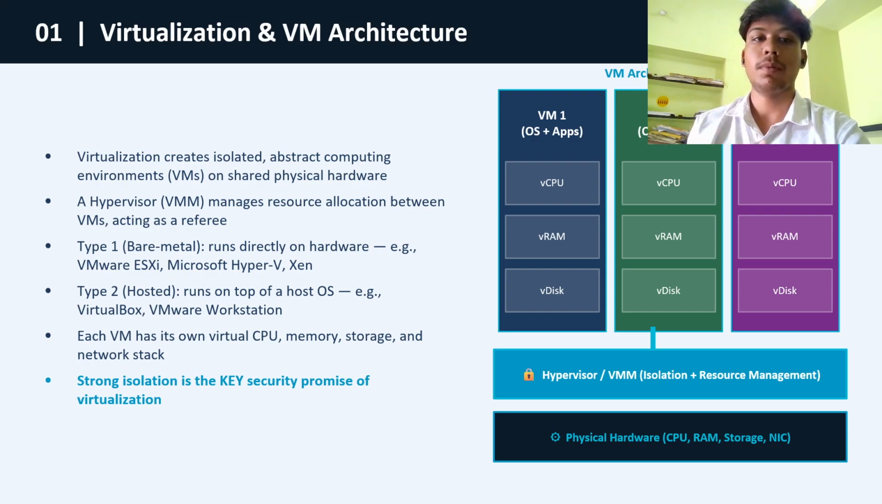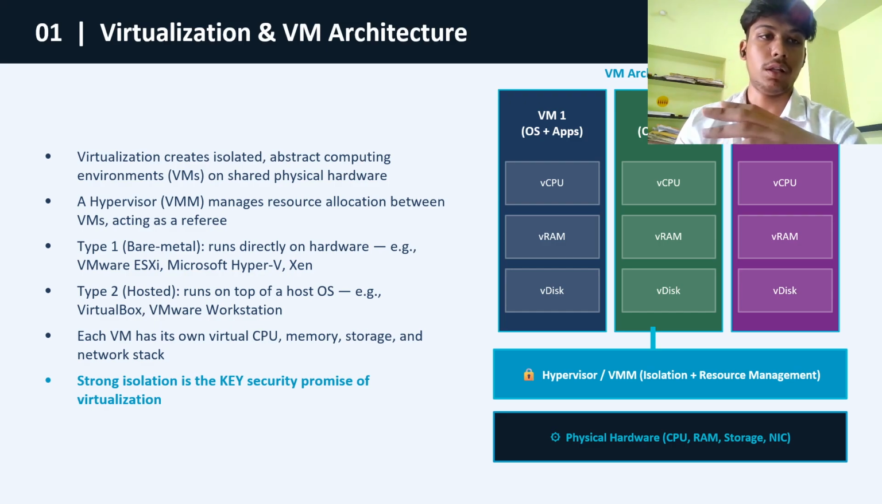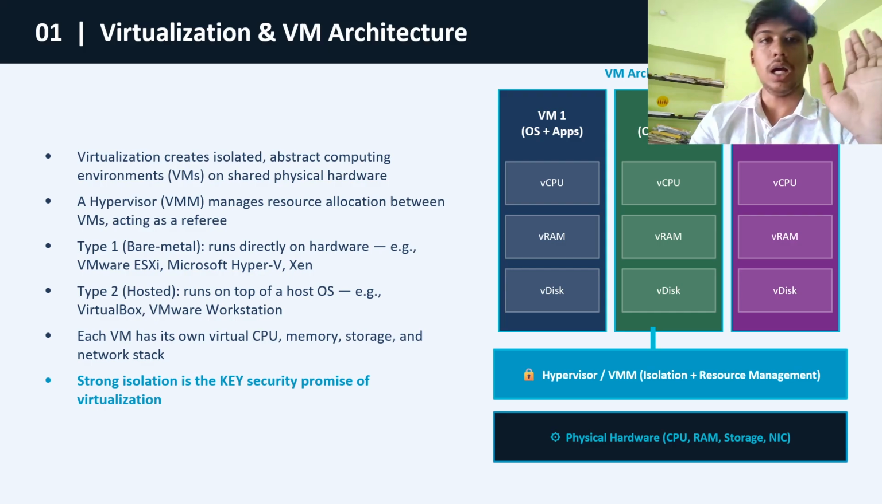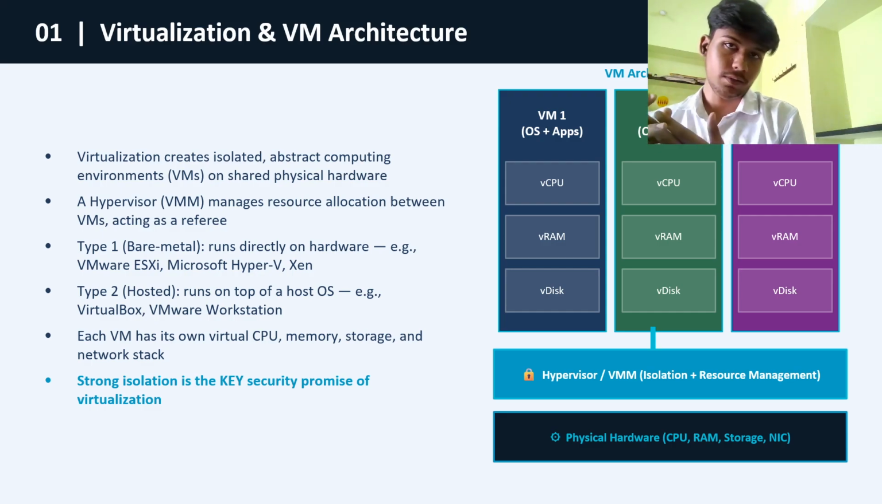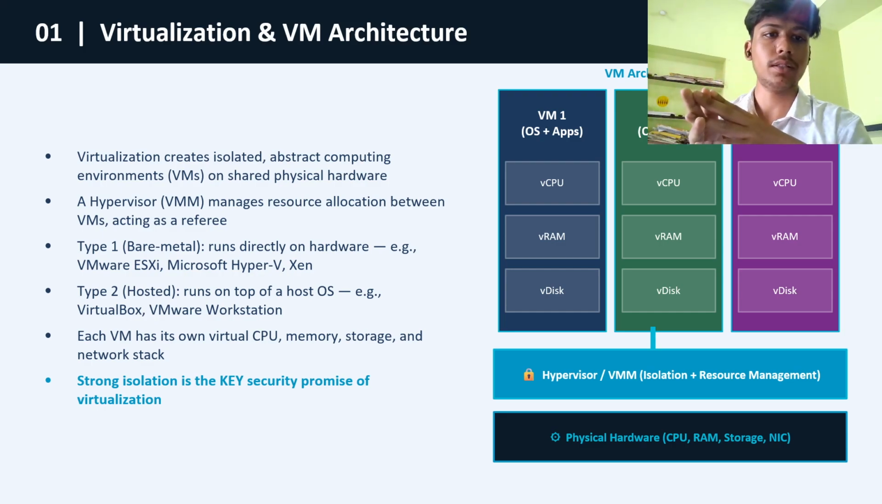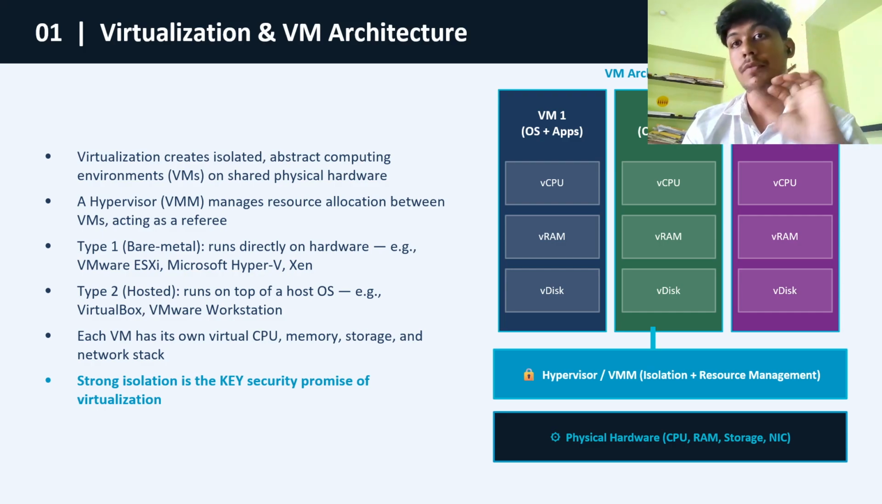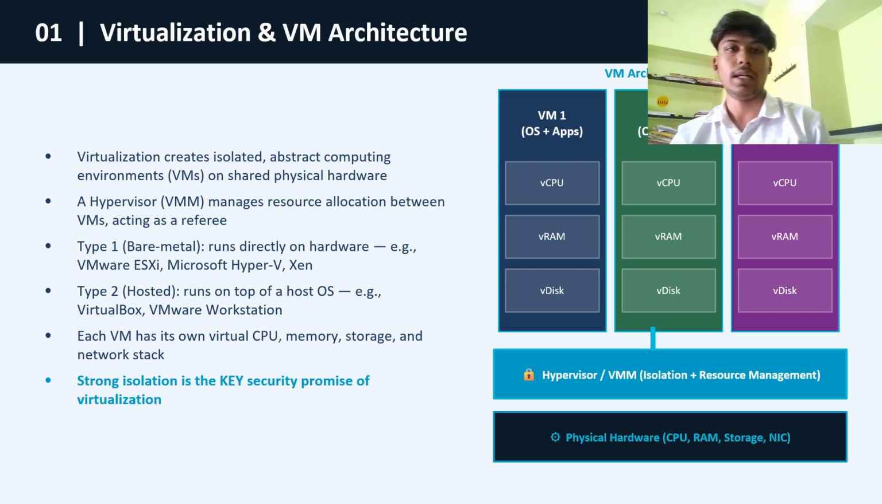Here is the most important point of the entire slide: strong isolation is the core security promise of virtualization. The entire model depends on the assumption that one VM cannot see or touch another VM. When that assumption breaks, we have a security problem. That we will see in the next slide. We name them VM cross attacks.